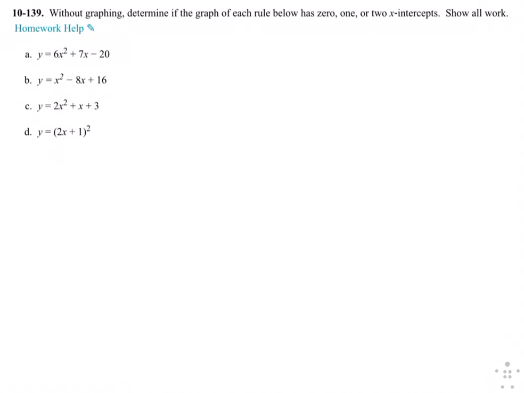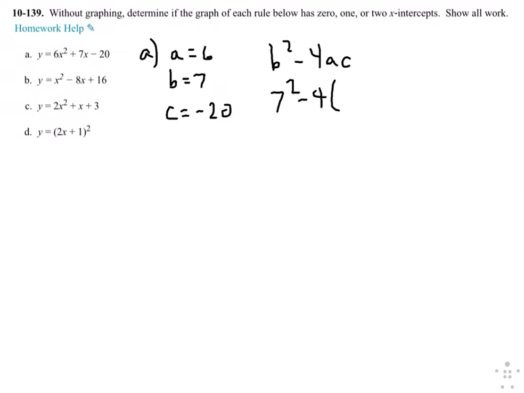Okay, for 139, they want to know how many solutions they have, so we can use the discriminant. So for A, A is 6, B is 7, C is negative 20, and we want B squared minus 4 times A times C. So that's 7 squared minus 4 times 6 times negative 20.